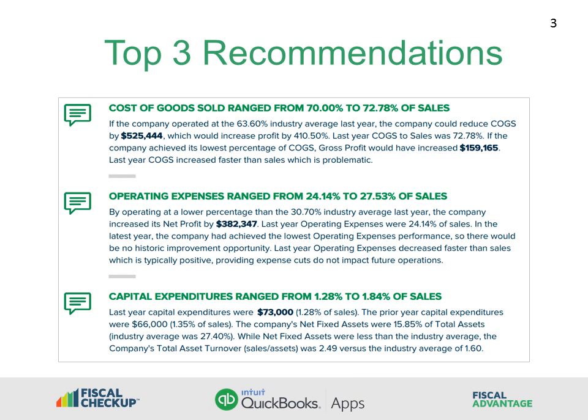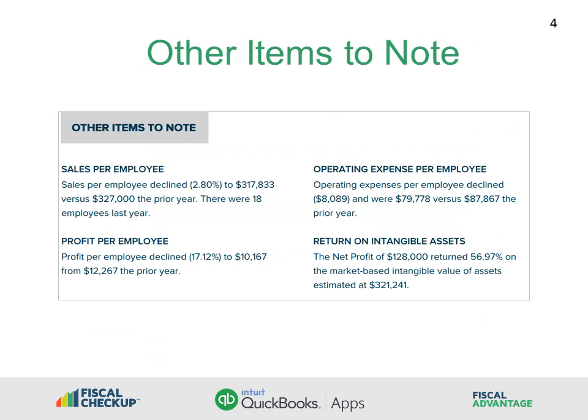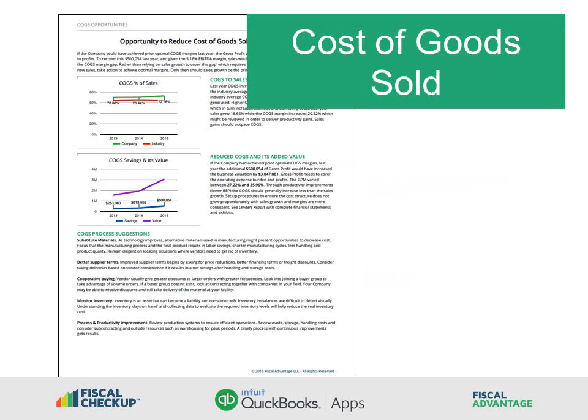The top half of the page always lists the most significant recommendations, the ones with the greatest impact on profitability and cash flow. The bottom half of the page lists other comments on sales, operating expenses, profit, and return on intangible assets. For those companies with cost of goods sold, page 2 contains an in-depth analysis of this account.